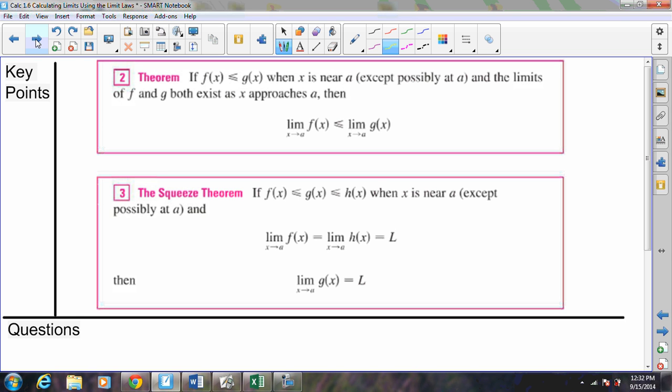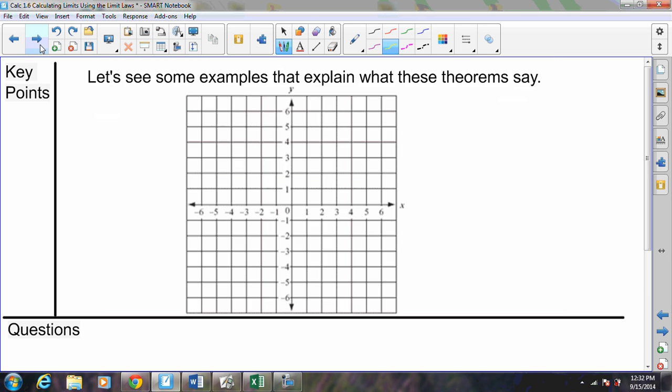Last two pieces. Here are two theorems. If f of x is less than or equal to g of x when x is near a, except possibly at the actual function value, and the limits both exist, then the limit of f of x has to be less than or equal to the limit of g of x. That's a piece that a lot of times students don't really understand until we start putting some pictures to it.